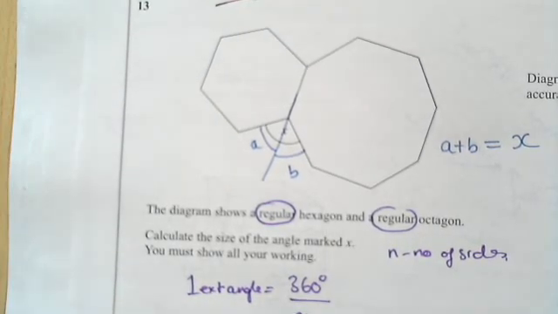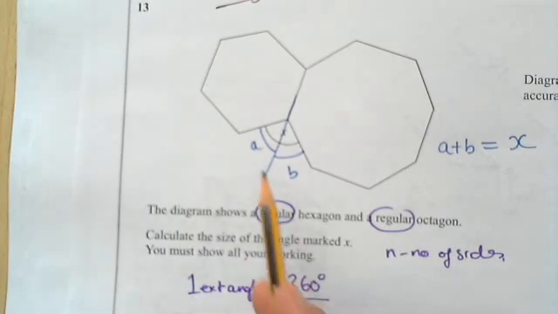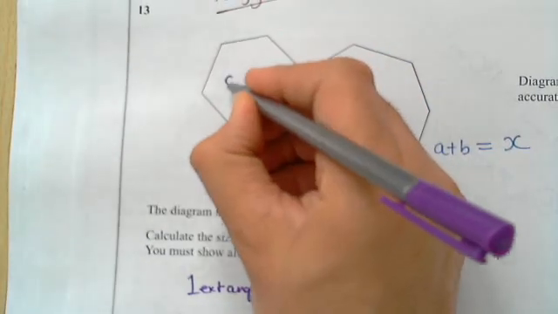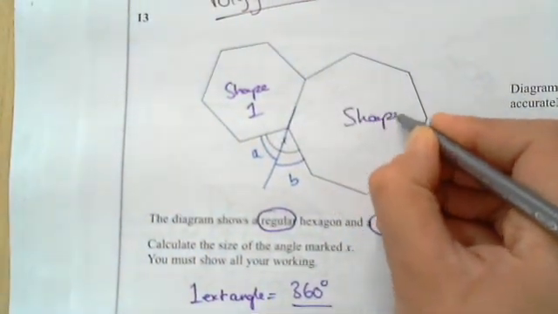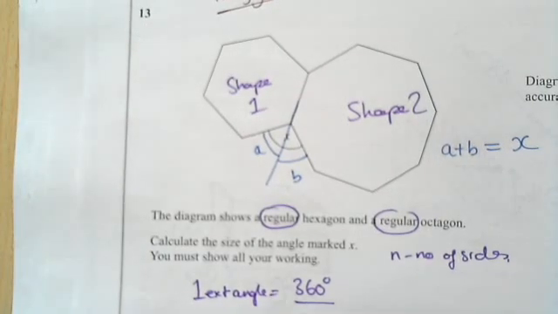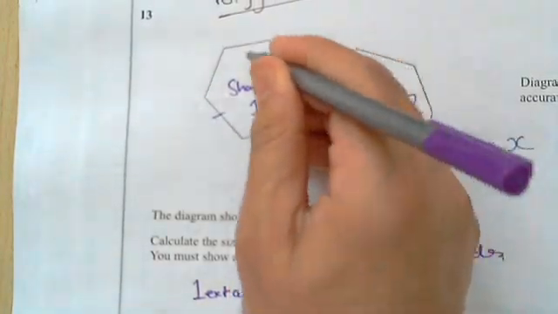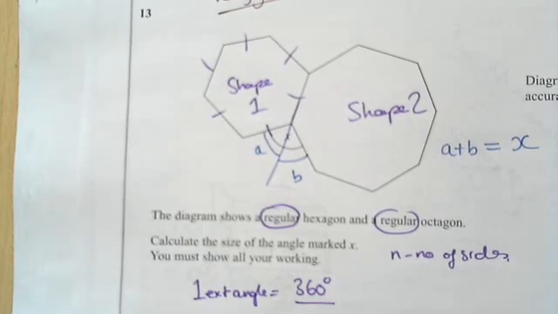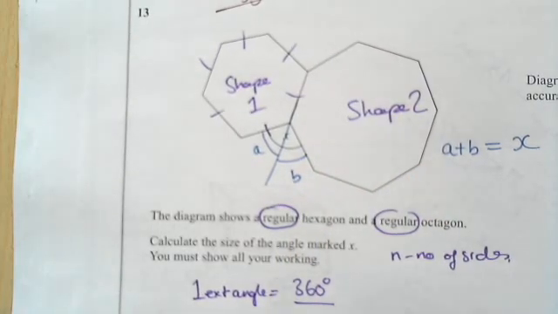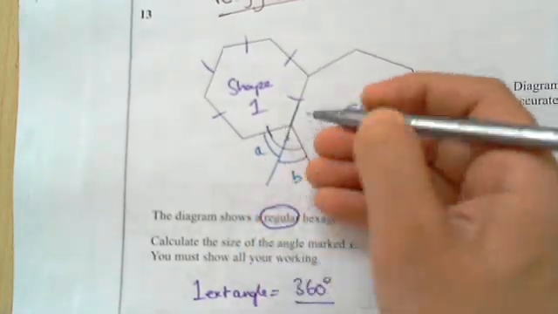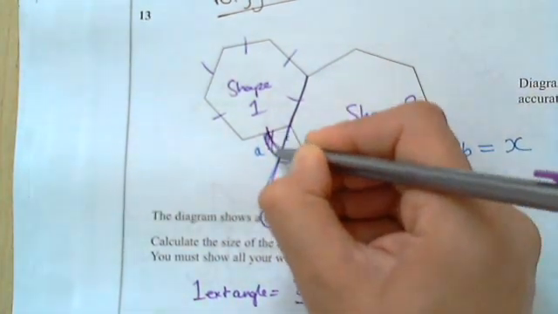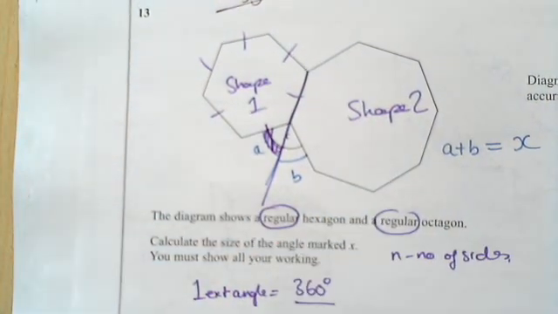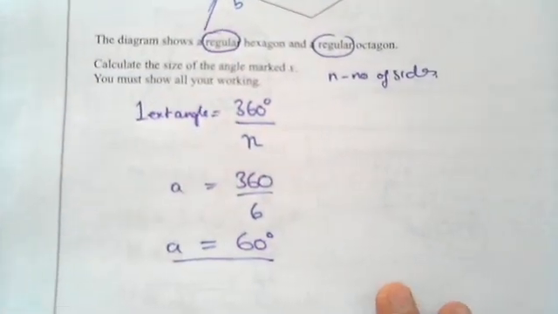Okay, so what do we have here? So the external angle is A. So if we call this shape 1, shape 2. So we have 1, 2, 3, 4, 5, 6 sides. So we know that A, which is called an external angle. An external angle, you just extend the line from the shape and go outwards, and that gives you what's called an external angle. So A, we worked out to be 60. Sorry, you couldn't see that.